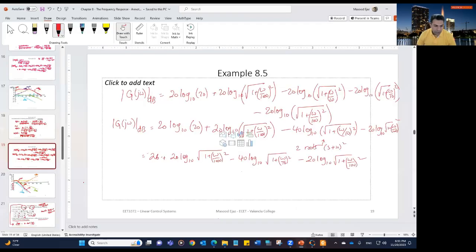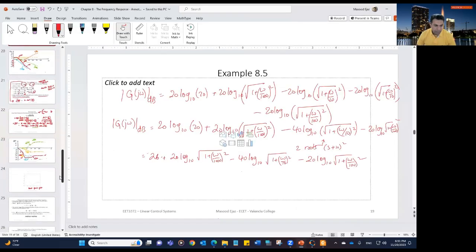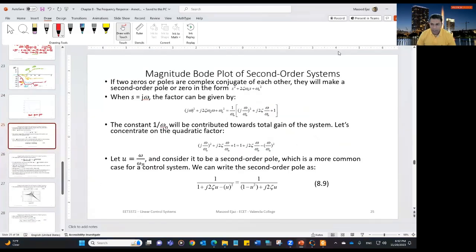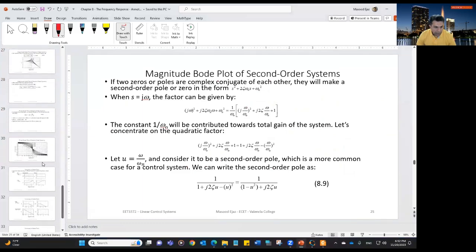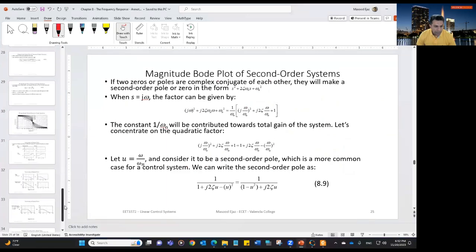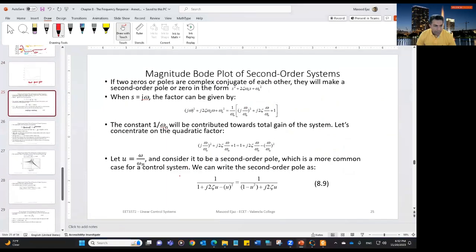All right, any question about this before we take a break? After the break, we are going to discuss the Bode plot of second order systems, and the phase Bode plot as well. And then there will be a summary of Bode plot. There's one more example. Any question about anything, guys, so far?